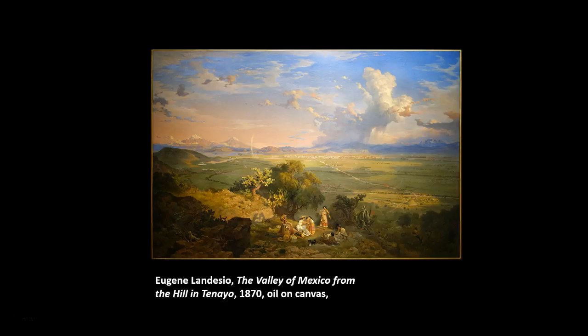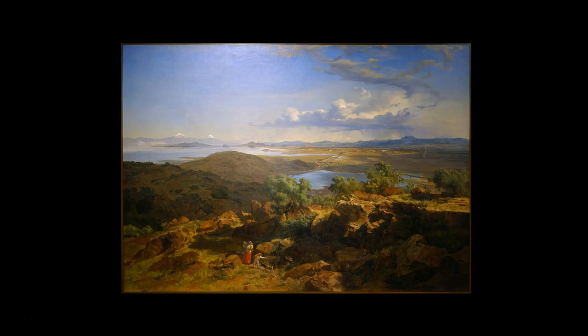His mentorship and his experience uniting ancient and contemporary Roman historical subjects in his canvases forever changed the history of Mexican landscape painting. And so this is one of his landscapes, the Valley of Mexico from the hill of Tenayo, done in 1870. So this is the painting that we are concerned with.